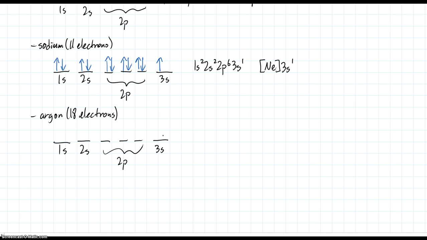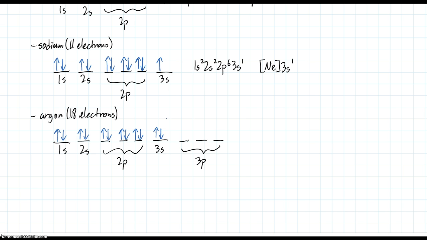Following the Aufbau principle and the diagonal rule, after 3s, 3p gets filled. And remember, all of the p sublevels have 3 orbitals. So as we start from the beginning to fill in the 18 electrons for argon, we would put 2 electrons in 1s, 2 electrons in 2s, put 1 electron spin up in each of the 2p orbitals, then an electron spin down in each of the 2p orbitals. That gets us to 10 electrons.